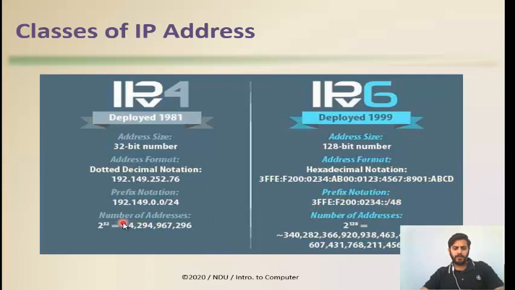The number of addresses when working with IP version 4 is about 4.2 billion, as we discussed earlier. It is 2 to the power of 32. Why 32? Because we have a 32-bit number here. Because we are working in a binary number system, 2 to the power of 32 becomes 4.2 billion possible IP addresses.